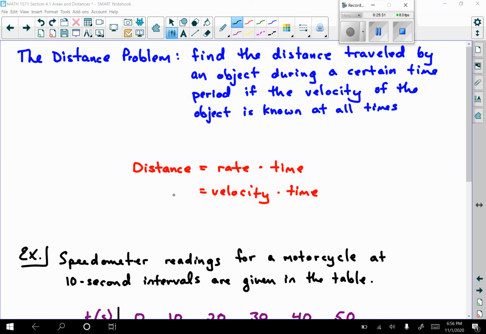So to figure out distance, we do rate times time, but in our case, the rate is our velocity, so we do velocity times time. That sounds a lot like base times height, doesn't it? So this means we're going to create rectangles in a way without actually creating them, but we're going to look at a graph here. So it's like the ordered pairs were already given to us.